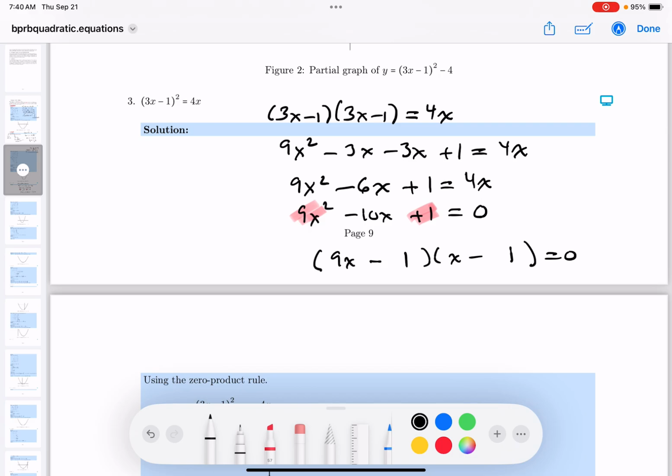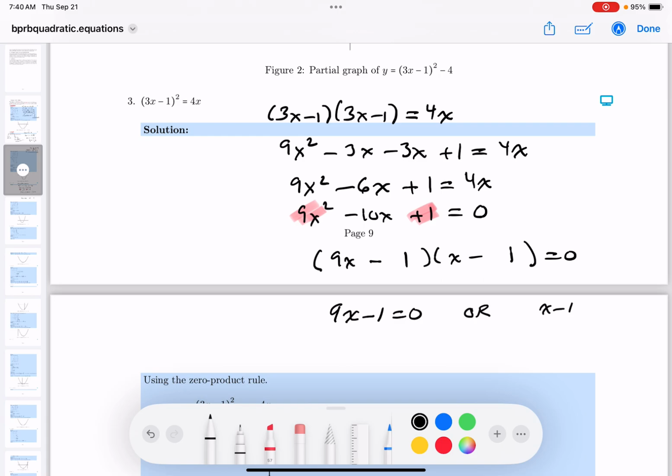What do you get there? 9x squared. That works beautifully. Then you get minus 9x minus 1x. That's minus 10x. That works beautifully. And you do get plus 1. Right? So it works nicely. This is the correct factorization. Then what do I do? I set the factors equal to 0. I'm using the zero product rule.